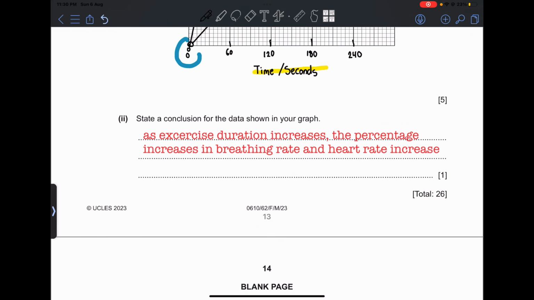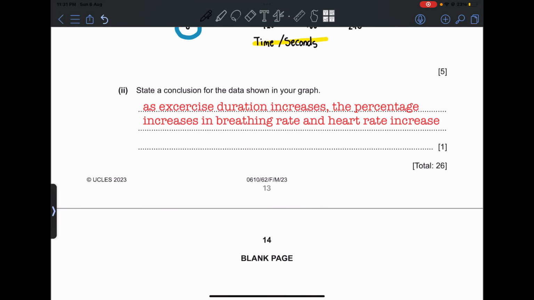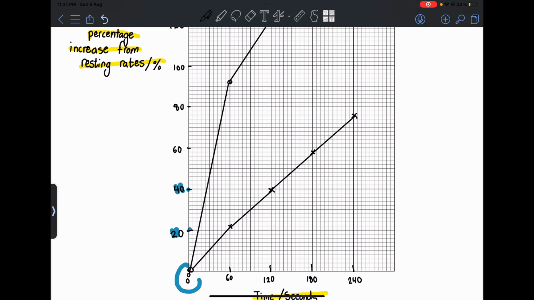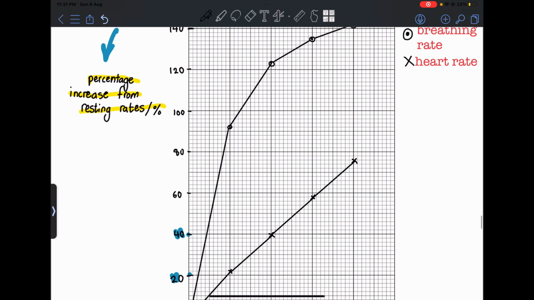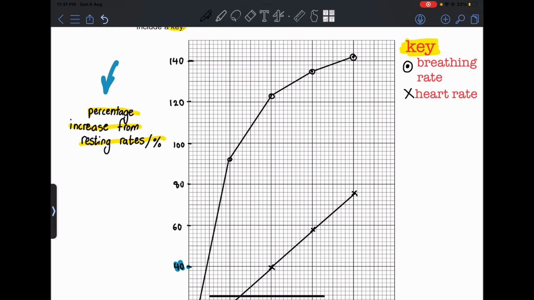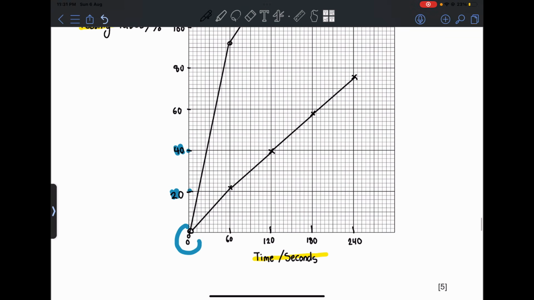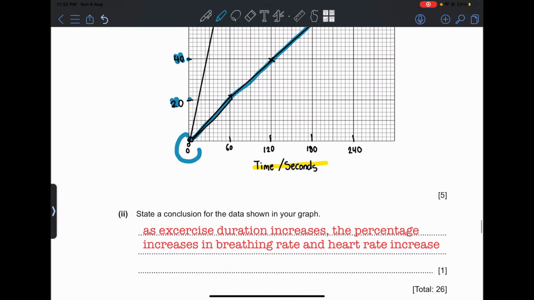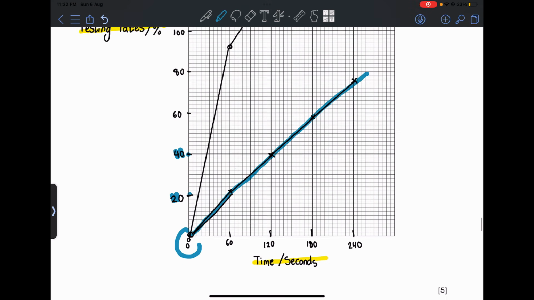The last question, double I, state a conclusion for the data shown in your graph. As we can see here, the heart rate was increasing at a constant rate, and the breathing rate does not increase at a constant rate. There is a different rate, but the heart rate increases steadily. Over here it is a straight line, as we can see. And the breathing rate is not a straight line. You can also say that as the exercise duration increases, the percentage increase in breathing and heart rate increases. This is another point you can write down.